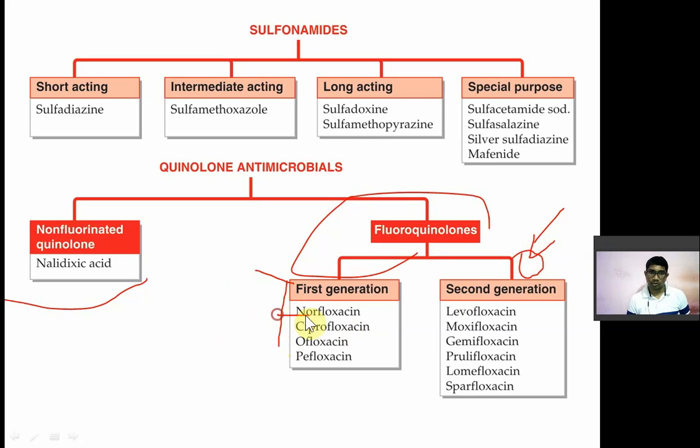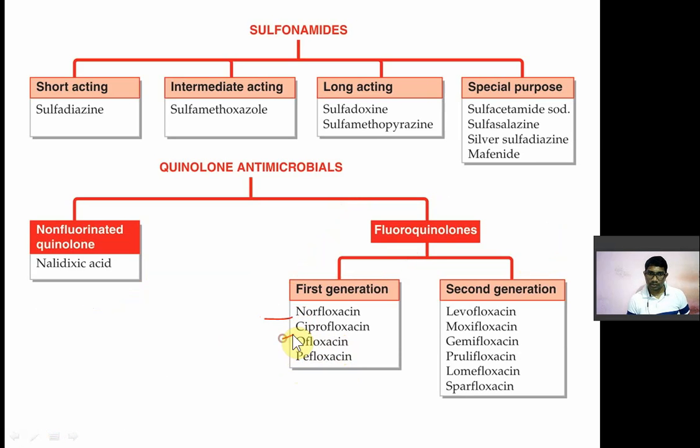First generation includes norfloxacin, ciprofloxacin, ofloxacin and pefloxacin. Cipro, nor, oflox and peflox. These are the first generation. You can make a trick here, using NCOP or OPNC, if any word forms that you can use.